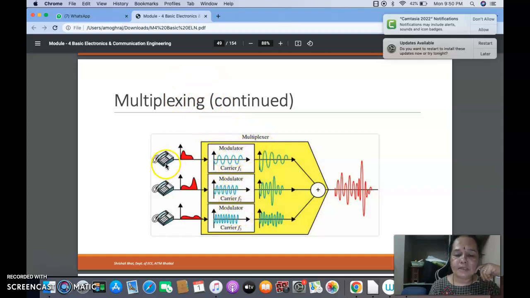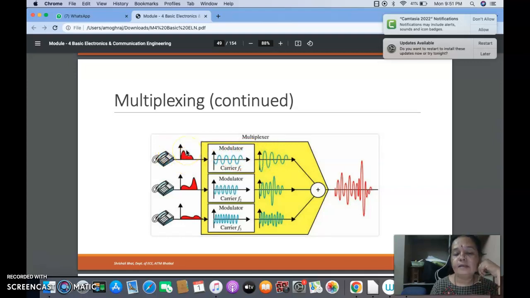So what is the multiplexer? This is message 1, this is message 2, this is message 3. Each message is made to pass through a modulator, that is a modulation unit, having different carrier frequencies. The first modulator has carrier frequency F1, modulator 2 has carrier frequency F2, and similarly modulator 3 has carrier frequency F3.